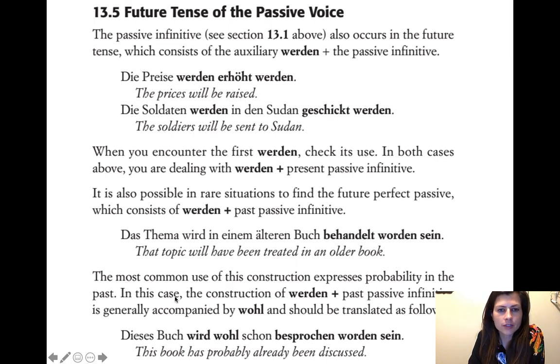Yeah. The most common use of this construction expresses probability in the past. So you can say werden plus the past passive infinitive, and then the wohl, like we were talking about not too long ago. Das Buch wird wohl schon besprochen worden sein. Oh man, that is a beautiful German sentence. The book has probably already been discussed. Yeah, you would hardly ever hear that in real life. But if someone said that in real life, they would be a scholar.